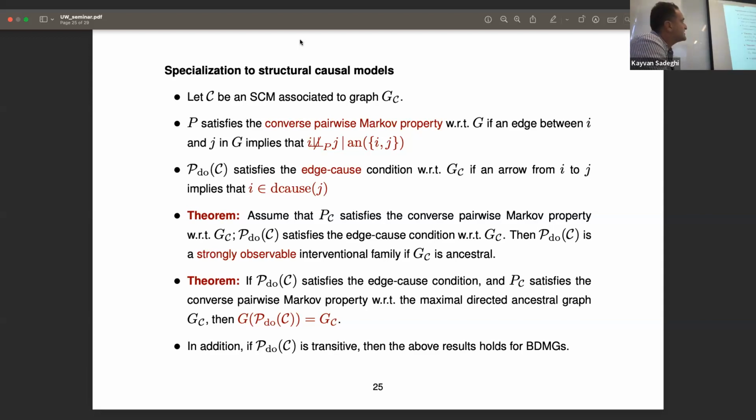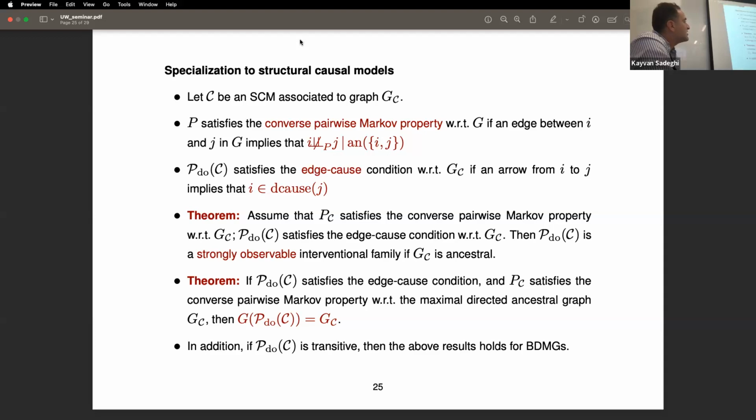If we have these two assumptions in the SCM, which hold for most natural SCMs people work on, then I can show that if I generate this family using SCMs, that family will be strongly observable. So our axioms are satisfied for SCMs. Also, if we generate our causal graph, it will be equal to the graph associated to the SCM under these assumptions. So these are really the same graphs, the two interventional graphs or causal graphs.